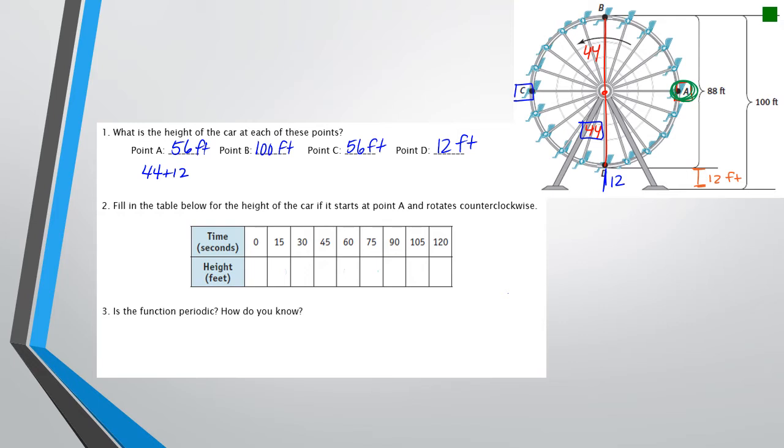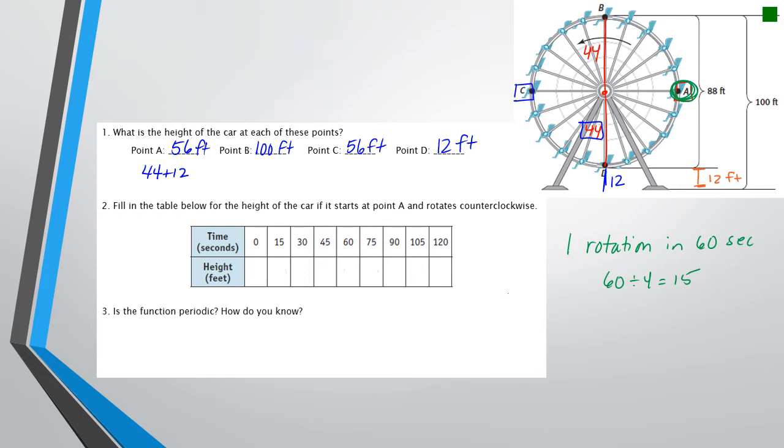Now you'll notice that the time increments are going by 15 seconds. If I know that this Ferris wheel goes around one rotation in 60 seconds, and I'm going in 15-second increments, that means that I'm doing 4 increments every rotation. If I take 60 and divide it by 4, that's what those 15 seconds are. So every time that I move from A to B, B to C, C to D, it's a 15-second increment.